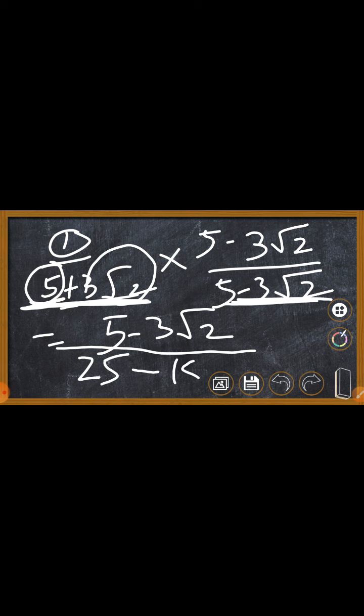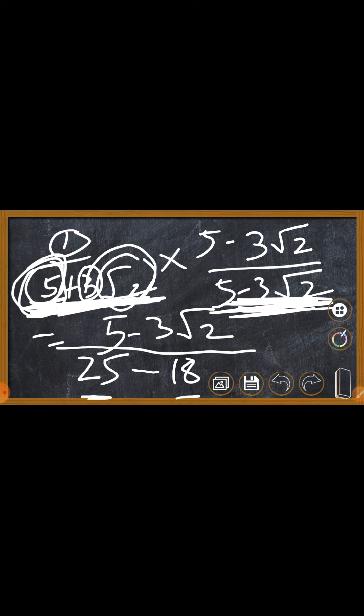So 25 minus 18. Let me explain you once again. This is a plus b and this is a minus b. Okay, a plus b into a minus b is a square minus b square. Yes or no? What is your a? 5. So what will be a square? A square will be 25 then. Yes. What is your b? 3 root 2. Then what will be b square? B square will be 3 into 3 is 9 and root 2 into root 2 is 2, and finally 9 into 2 is 18. So 25 minus 18. Yes or no?